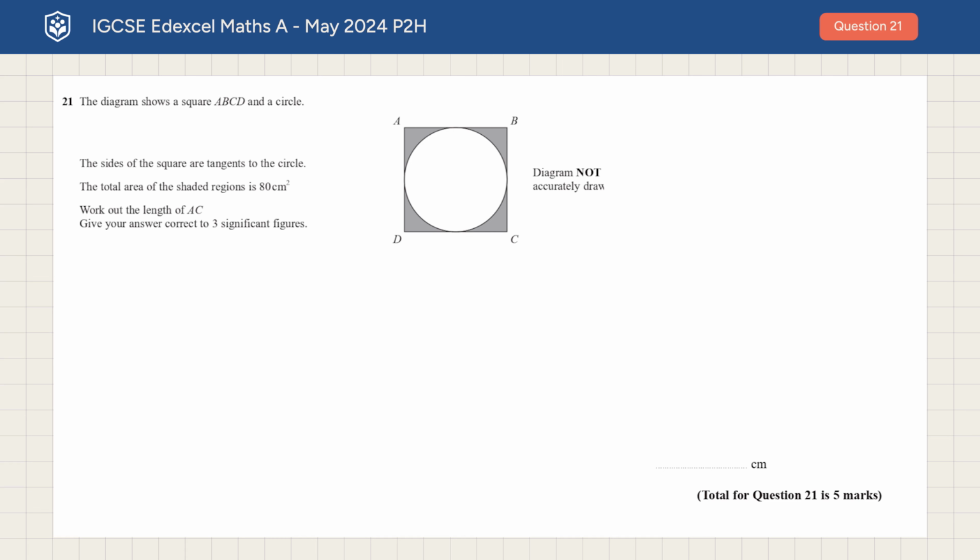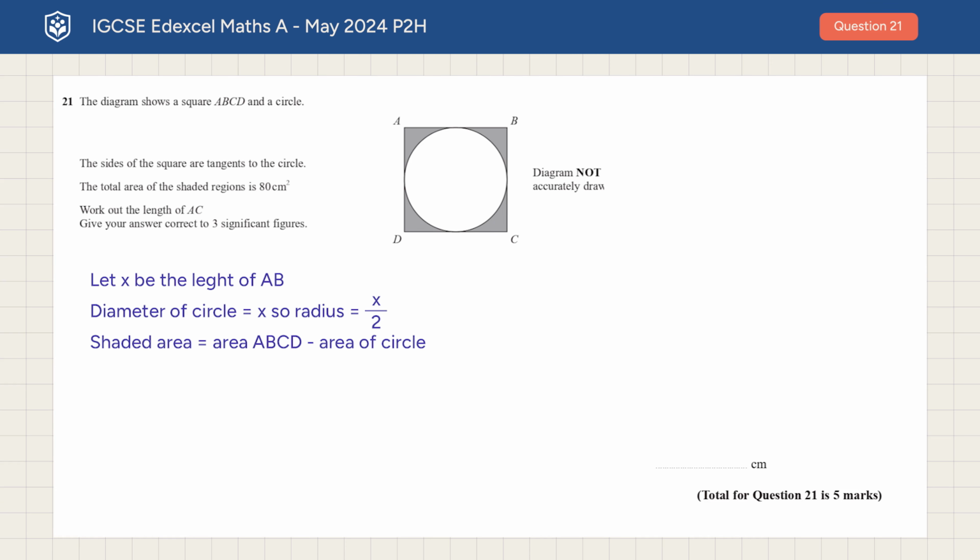First, let's define our variables. If we let x represent the side length of the square, then the diameter of the circle must also be x. This means the radius of the circle is x over 2. The shaded area is simply the area of the square minus the area of the circle. That gives us the equation, x squared minus pi times the radius squared. Plugging in our radius, we get x squared minus pi times x over 2 squared. Simplifying that further, we have x squared minus pi x squared over 4.